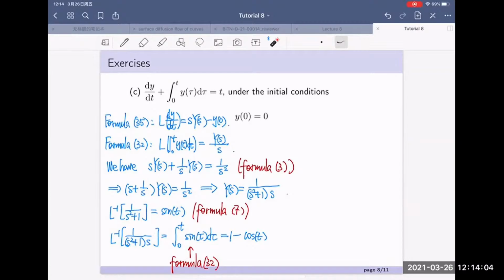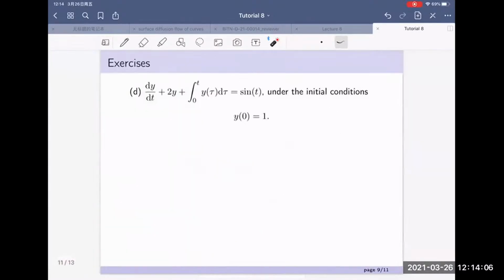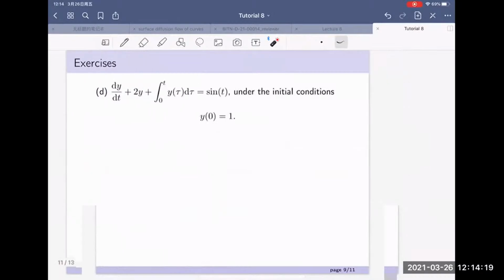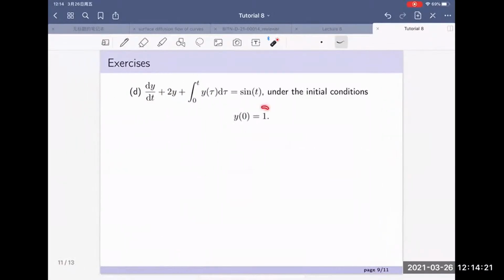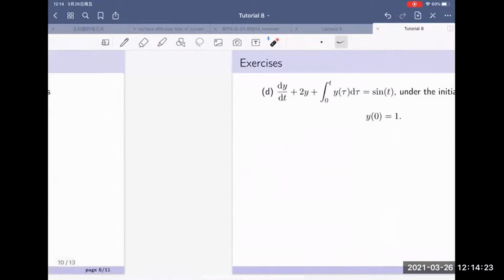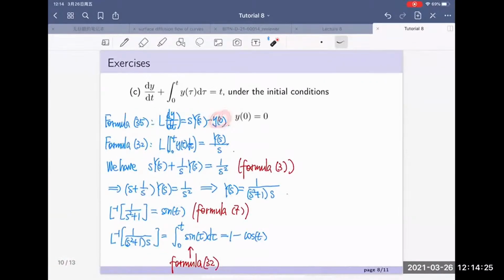So this is a similar question, a similar integral differential equation. So we will not consider this. We omit it because it's similar. The only difference is that you have an initial condition. So therefore, you would have an extra term here, but that doesn't affect your subsequent calculation.